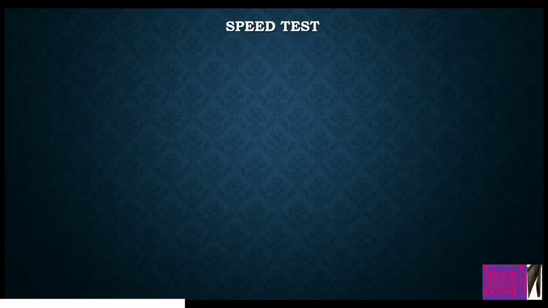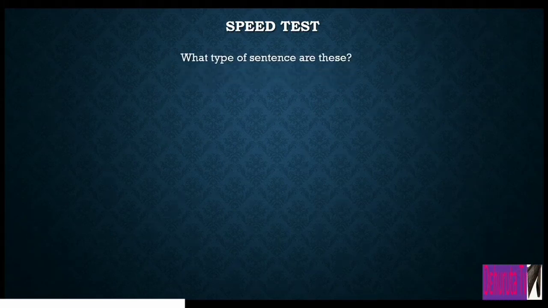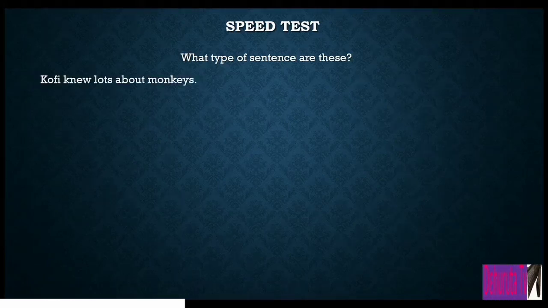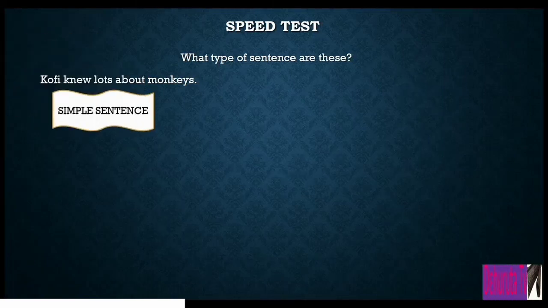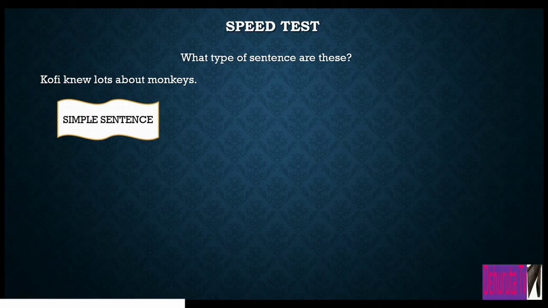Now let's have a speed test. What type of sentence are these? Let's look at it. Kofi knew lots about monkeys. Is it a simple sentence, a compound sentence, or a complex sentence? Good. It is a simple sentence.